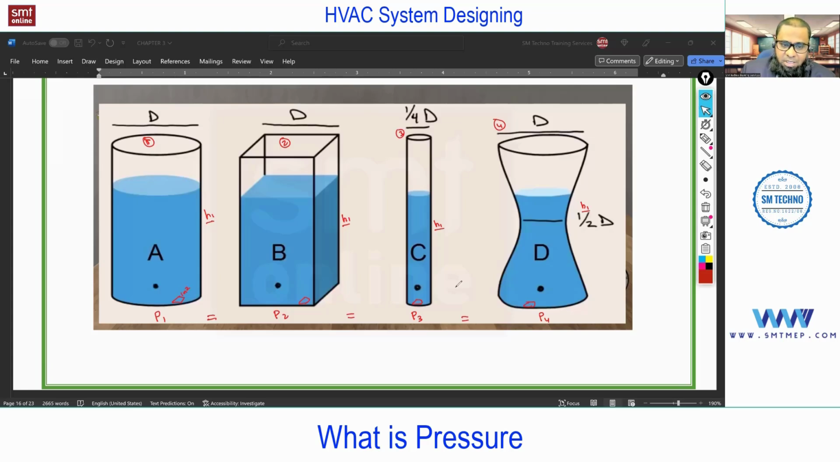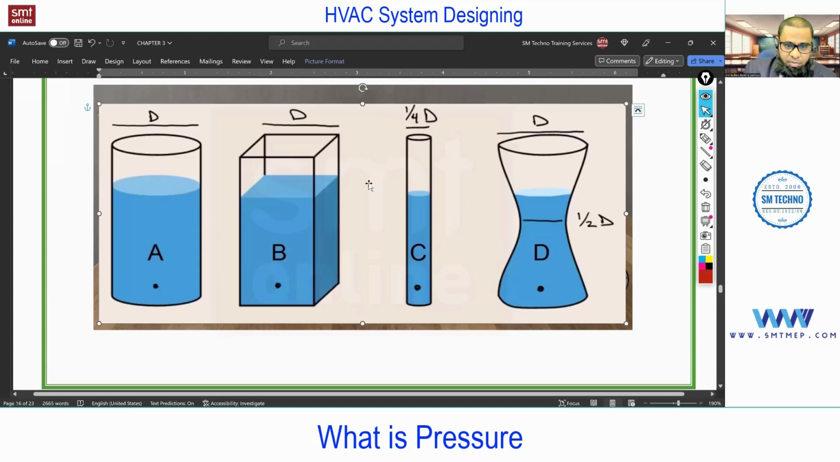And here one more point, the density of this liquid column is same, na? Because I'm using water in all the containers. Getting the point? So remember, this is very, very important. And the same, I'll prove this quickly. Let me delete this image.